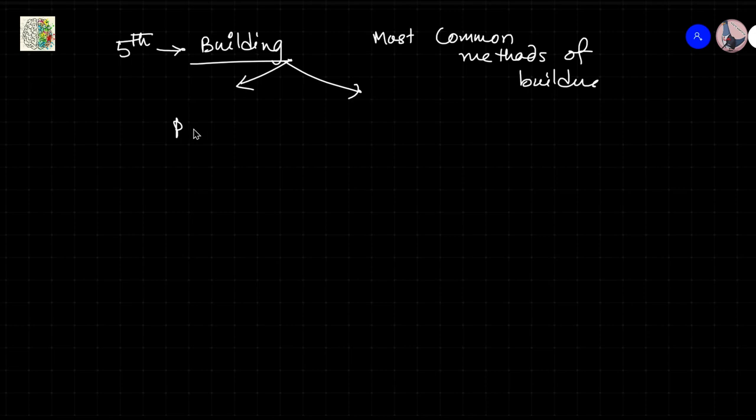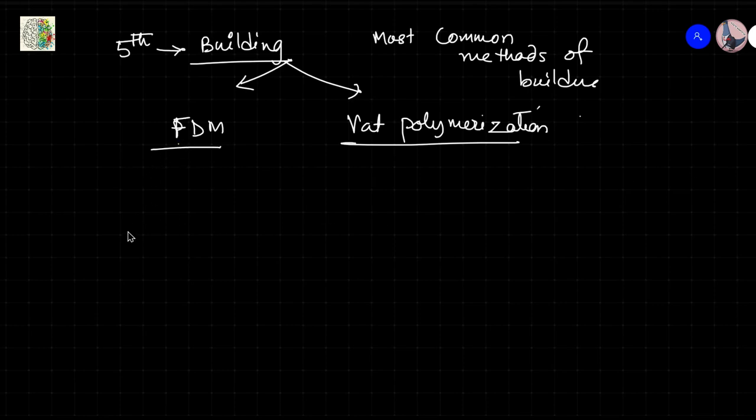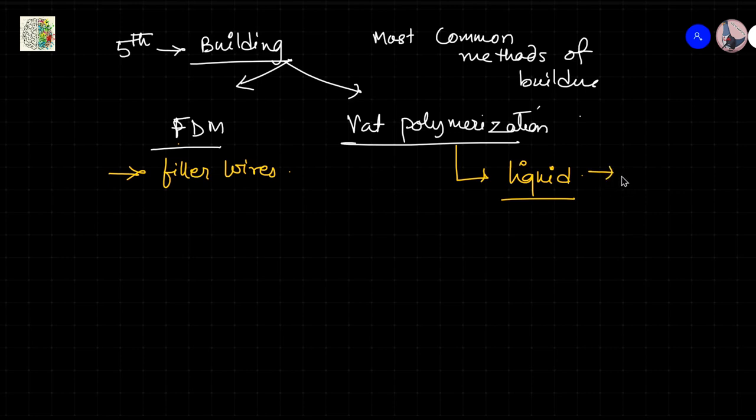One is FDM, fusion deposition method, and the second one is vat polymerization. In FDM, I will show you with the help of a diagram, but before that I will write. In FDM you use filament wires, and in vat polymerization you use a liquid which can be solidified, photopolymers, meaning these polymer liquids can be solidified in the presence of UV light, or UV curing is done, and then it becomes solid.